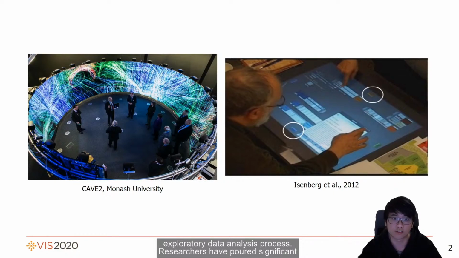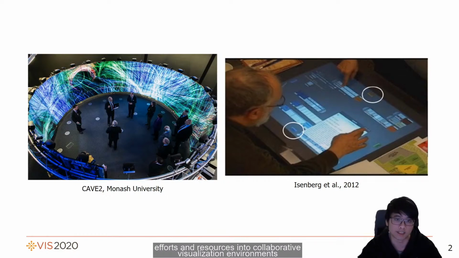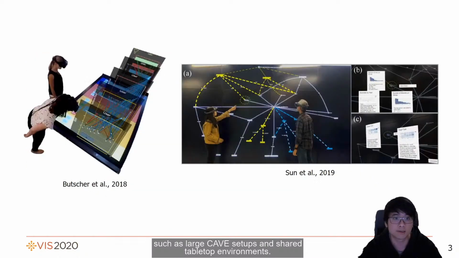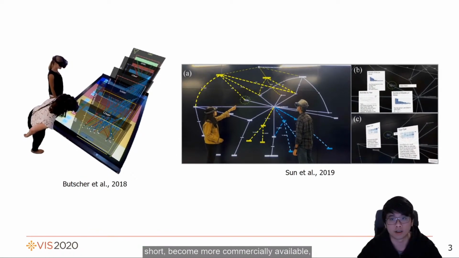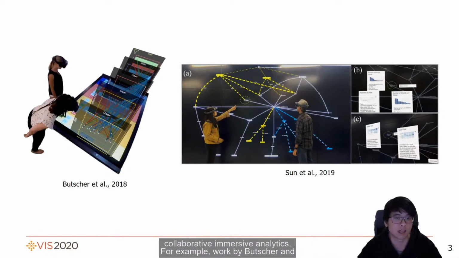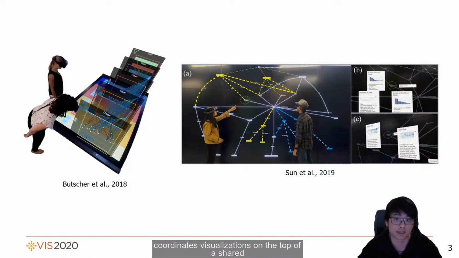Researchers have poured significant efforts and resources into collaborative visualization environments, such as large cave setups and shared tabletop environments. As immersive virtual and augmented reality head-mounted displays, or HMDs for short, become more commercially available, researchers have begun exploring how these devices can be used to facilitate collaborative immersive analytics. For example, work by Butcher and colleagues on the left uses immersive HMDs to visualize 3D parallel coordinates visualizations on top of a shared interactive tabletop.